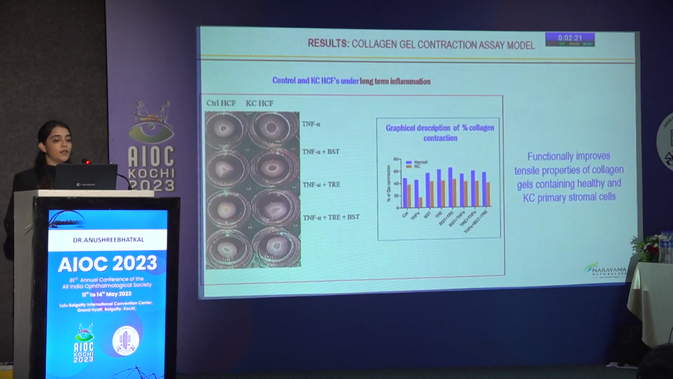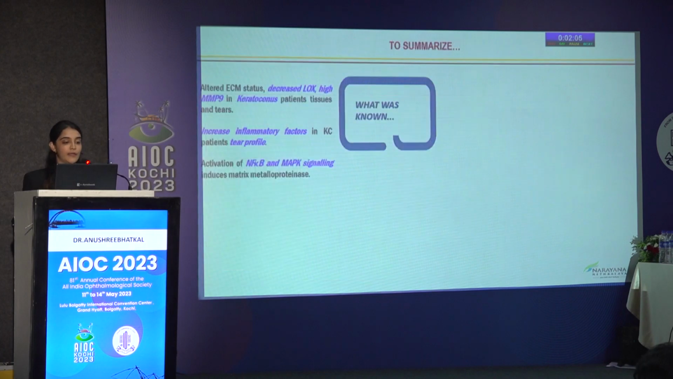So we did a collagen gel contraction assay basically to assess the functionality of this entire experiment. It functionally improved the tensile properties of collagen gel, which contained healthy and keratoconus primary stromal cells. So batimastat and trehalose treatment improved the functionality as well.